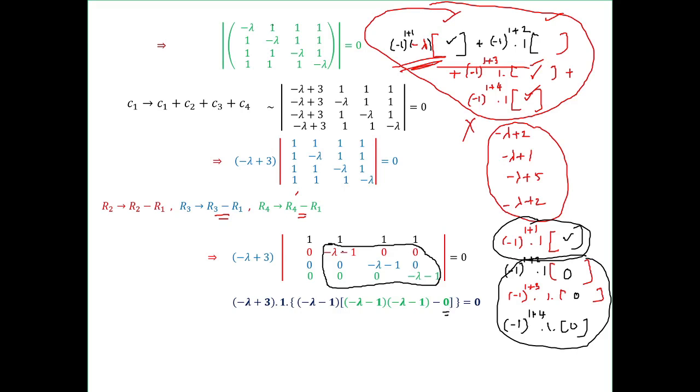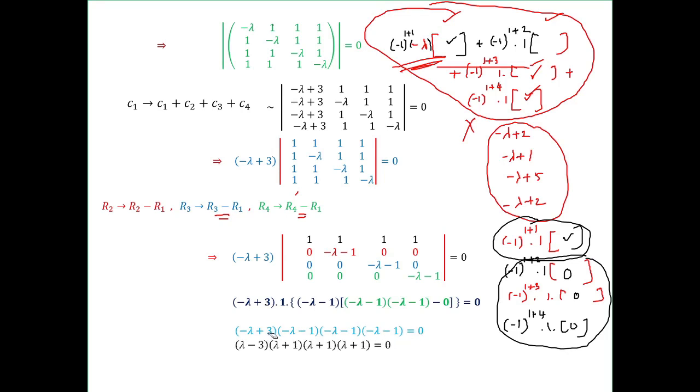I need not proceed with respect to this 0 and this 0 because they are already 0. 0 into something is 0. That's why it is gone. The next, with respect to these 3, is not required; I just showed you. So let us proceed to the next step. This is the final determinant. Let us simplify this: minus lambda plus 3, minus lambda minus 1, minus lambda minus 1, minus lambda minus 1 is equal to 0.